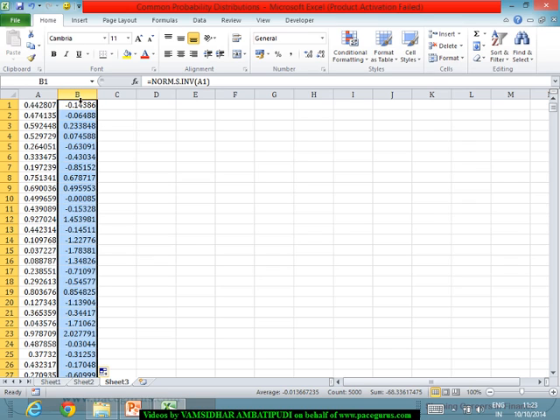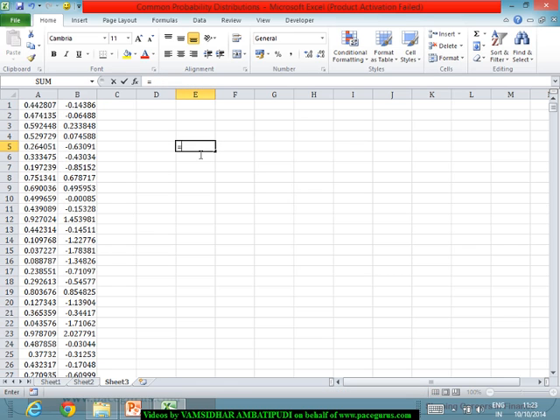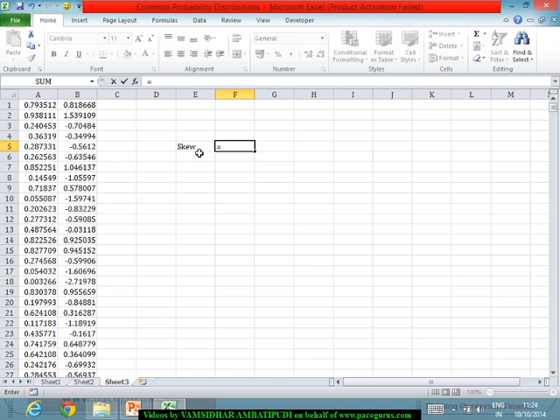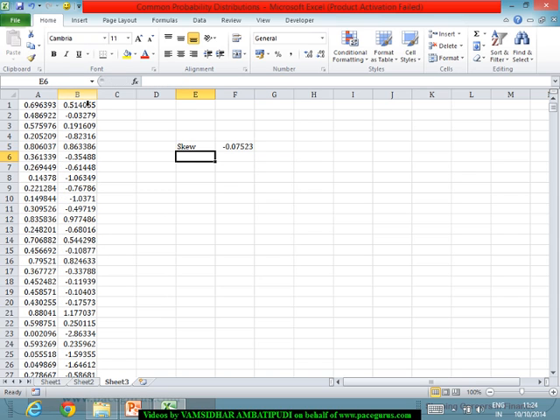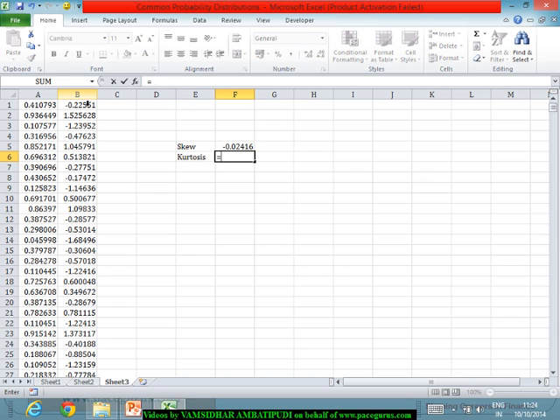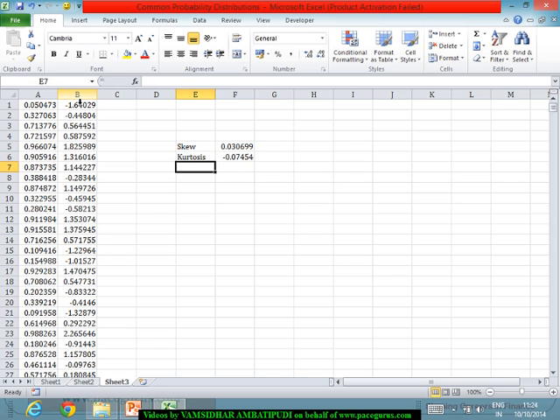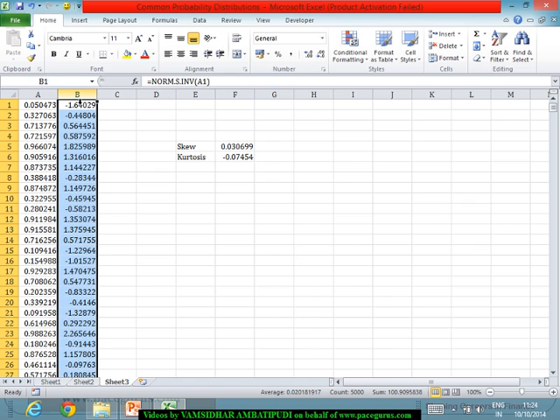Just to see whether they are following a standard normal distribution or not, I can look at their skewness. The skewness of the values is very much closer to 0, and I can also find their kurtosis. The excess kurtosis is again very much closer to 0, which means these observations generated for me are standard normal observations.